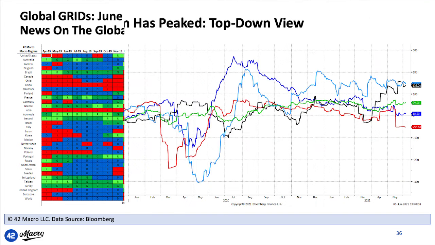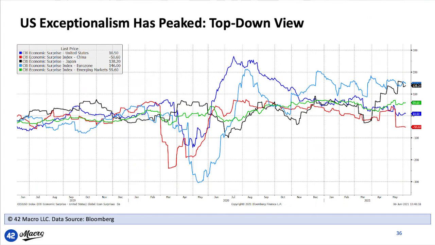Skipping ahead to slide 36 here. U.S. exceptionalism has peaked, going back to the global grid outlook. These are Citi economic surprise indices. The dark blue line is the U.S. Obviously, we're making a series of lower highs here. Japan and the Eurozone are actually taking the baton, and don't look now, but EM, the green line, is actually bouncing and recovering.